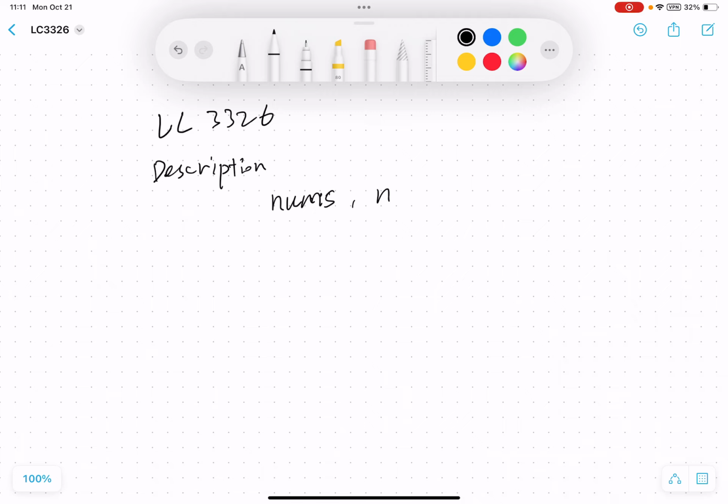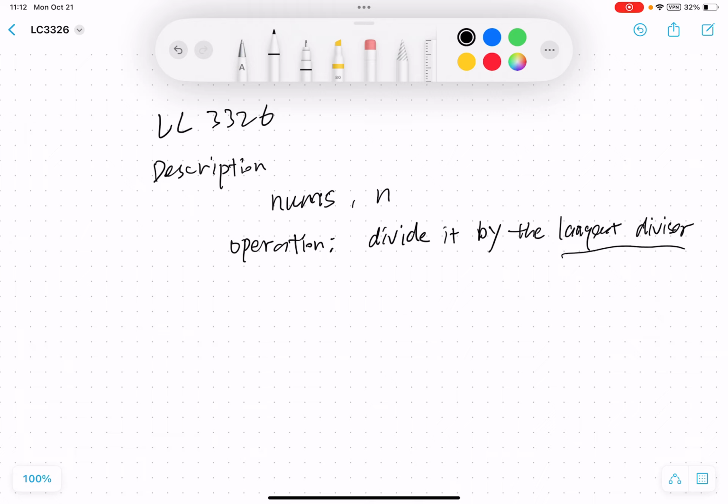For every operation, you can choose any of the elements in this array and divide it by its largest divisor. That means the largest divisor except itself. For example, for 6, the divisors include 1, 2, 3, 6, but you cannot divide by itself.